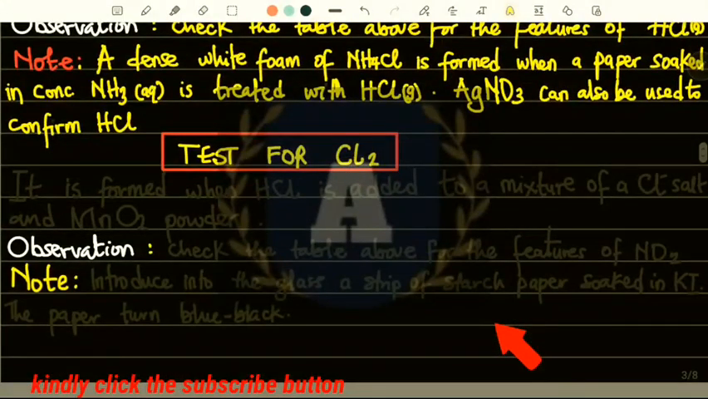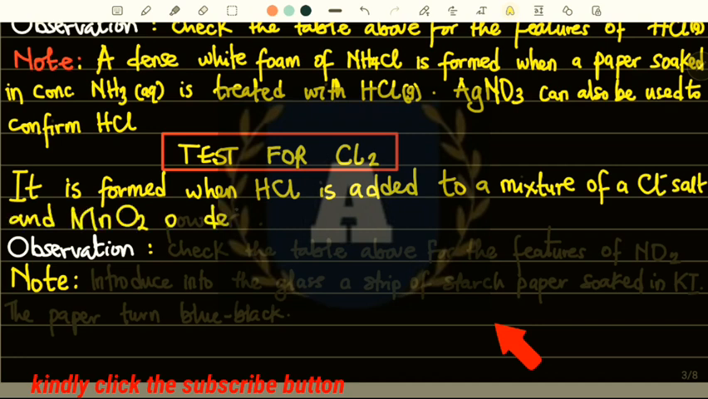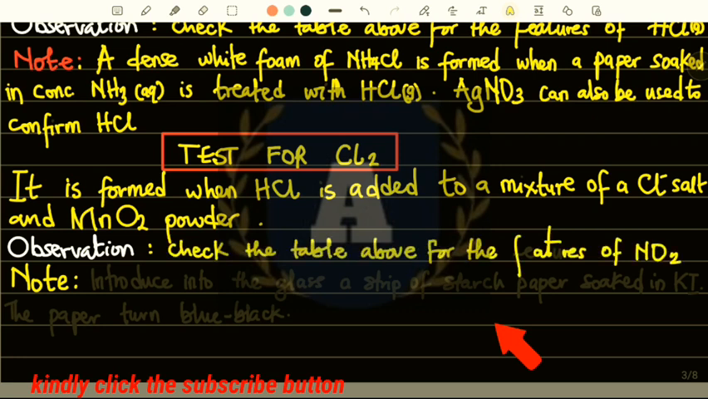Then how do we test for chlorine gas? Chlorine gas is actually formed when hydrochloric acid is added to a mixture of a chloride salt and manganese 4 oxide powder. So what you observe is also present in the table.